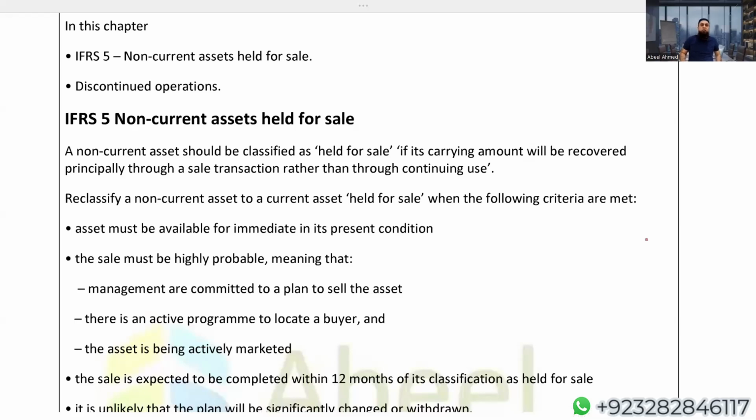Initially, in the agenda, IAS 33 was also included, but due to, I think, time constraint, we will not be able to go for IAS 33 in today's class. But in the upcoming class, don't worry at all. We'll go for IAS 33, inshallah.